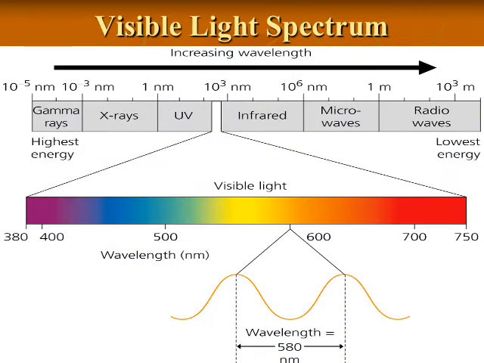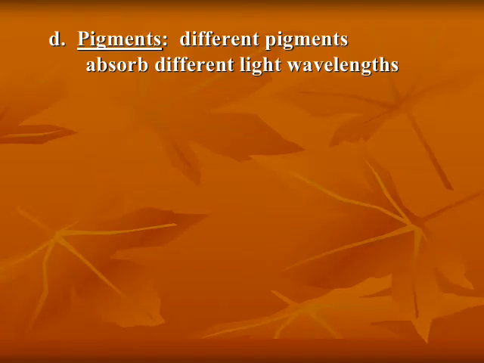And here's just another picture of that, kind of the same information. But again, going from right to left, from a longer wavelength to a shorter wavelength, we go from red, orange, yellow, blue, green, indigo, violet. So let's talk a little bit about those pigments and how they apply to photosynthesis.